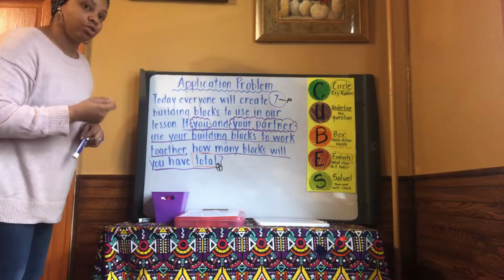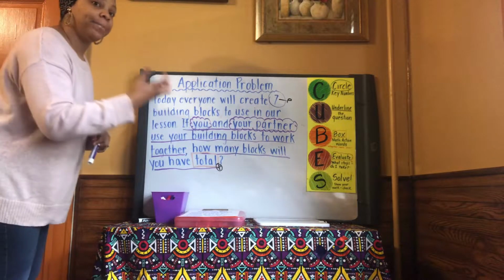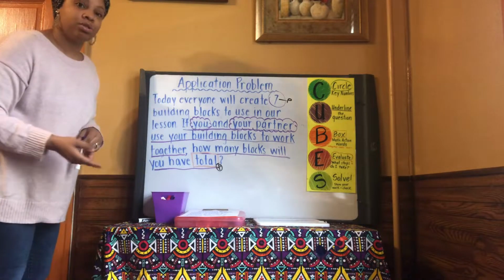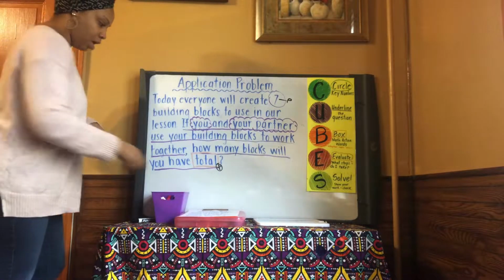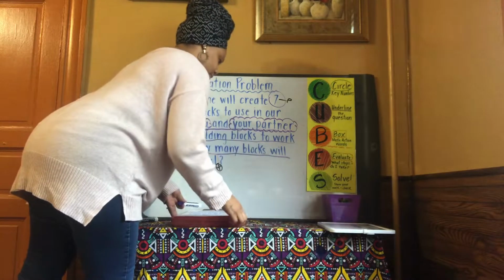Okay, I have to draw my building blocks, which is one part. I have to draw my partner's building blocks, which is my other part, and I will be able to solve for my total. All right, Congo Nation, so I'm going to begin to solve, and let's solve together, all right?